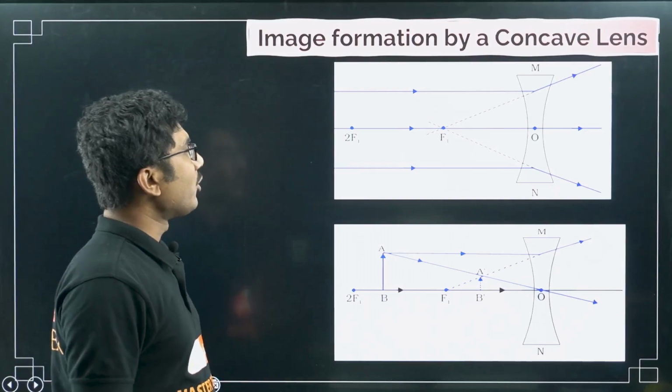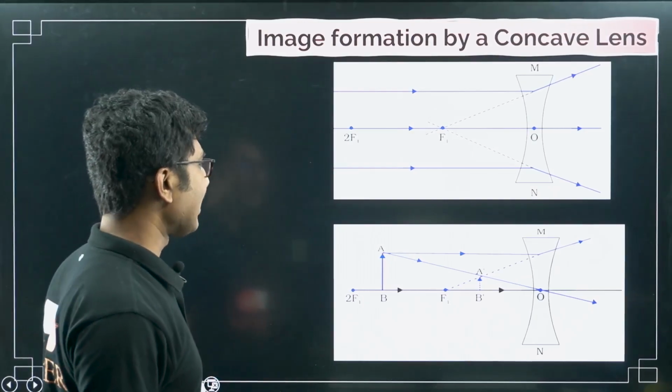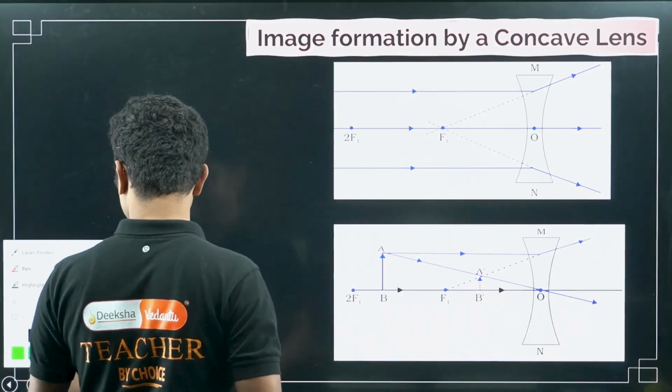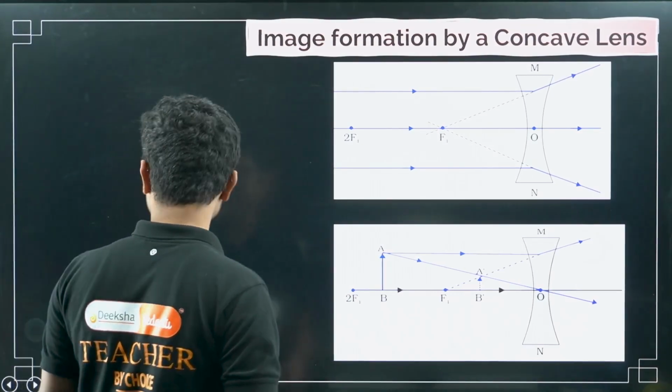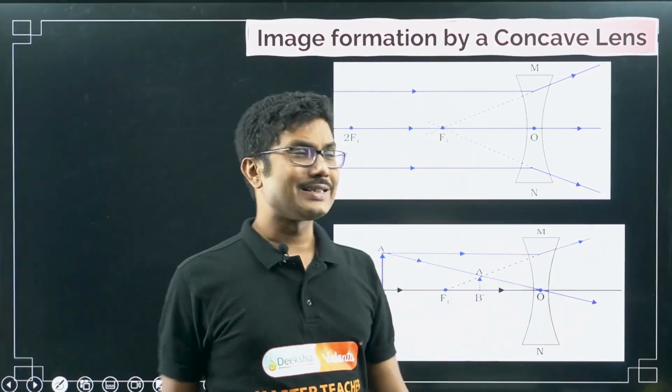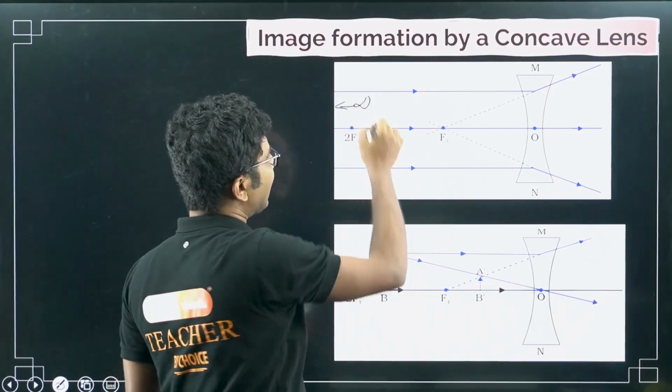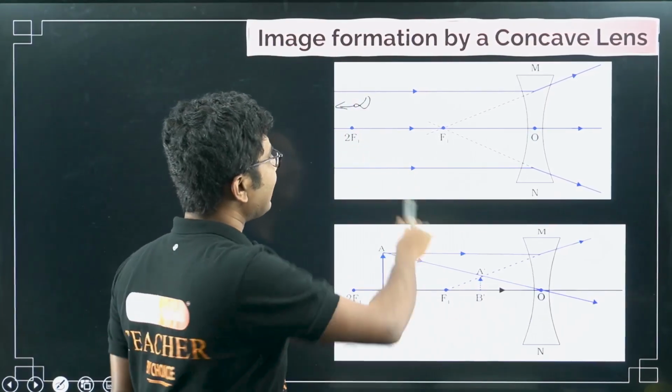Now, image formed by concave lenses. For concave lenses, there are two cases as usual, like the convex mirror. First, parallel rays. Parallel rays means the object is at infinity, far away. That's why the rays are parallel.